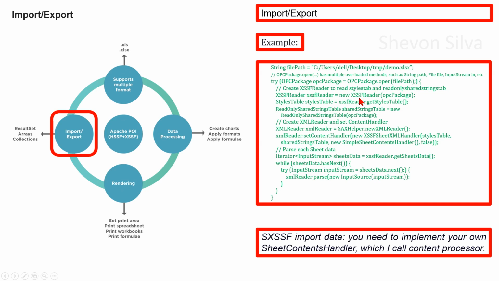Here XSSF reader to read style stub, and read only shared string stub, and here create XML reader and set content handler, and here pass each sheet data.